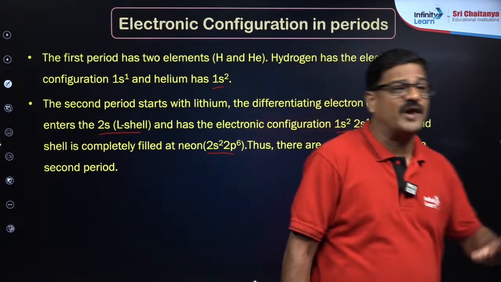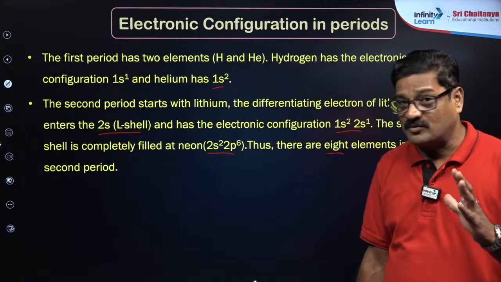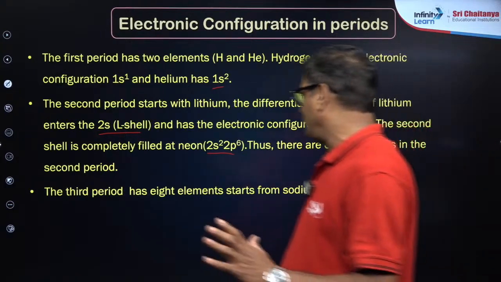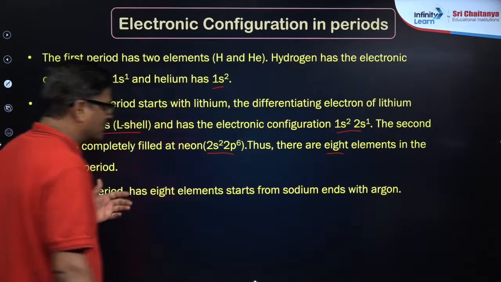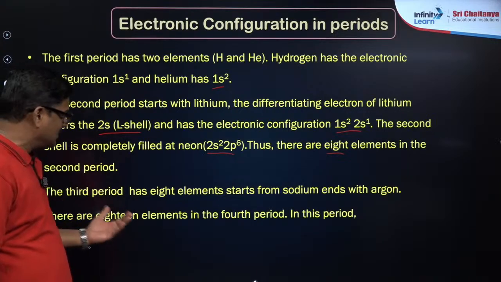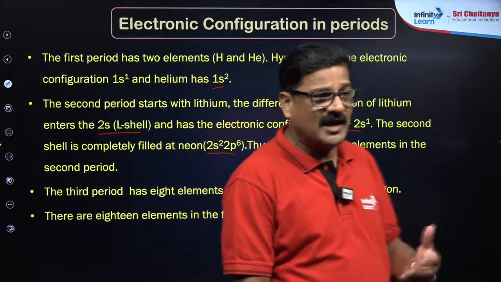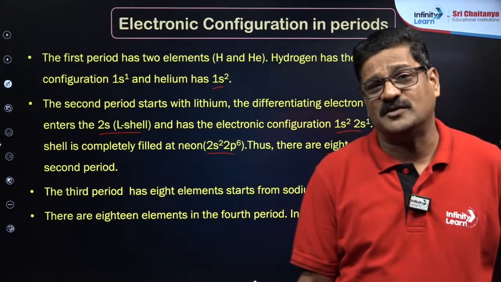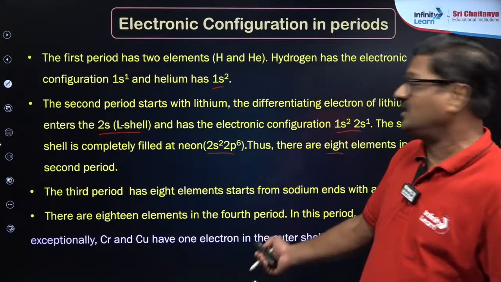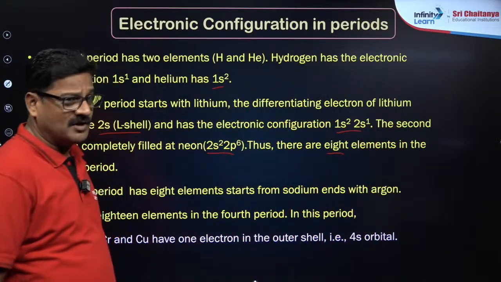That's what I want to explain there. So it is periodic table in one shot, means everything has to be explained here, right? The third period has 8 elements, starts from sodium and ends with argon, and there are 18 elements in the fourth period. Every point that I am discussing is a noteworthy point, my dear student. Exceptionally, copper and chromium has one electron in the outer shell in the 4s orbital.